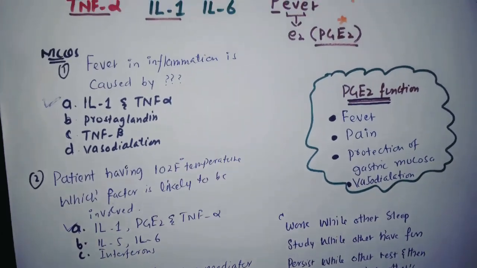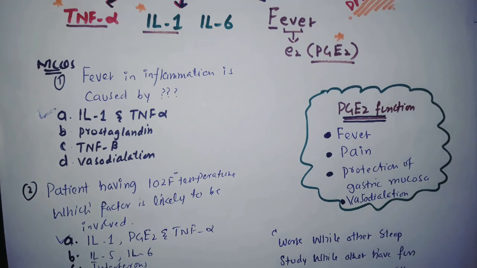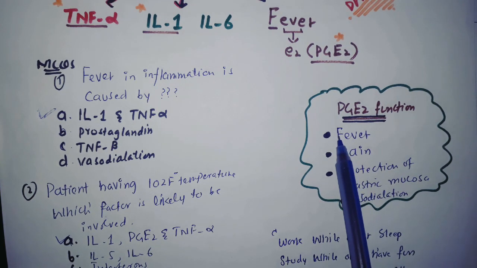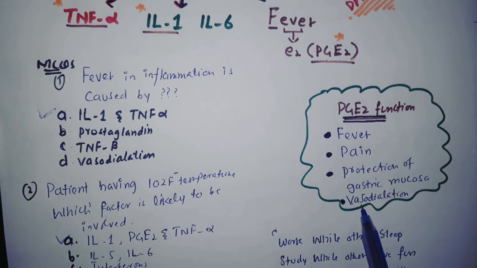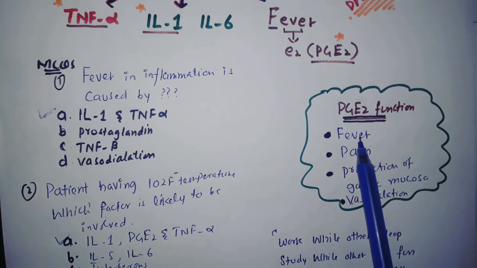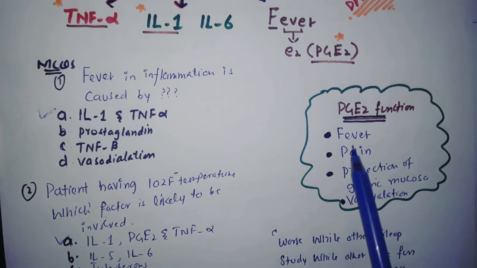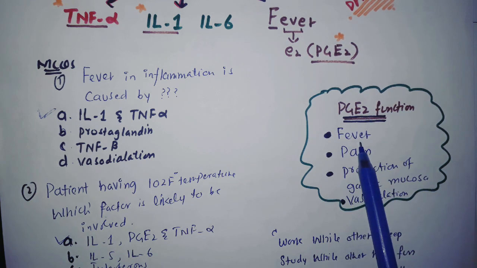Now for prostaglandin E2, you must remember the functions: it mediates fever, it also mediates pain, it also protects the gastric mucosa, and it also leads to vasodilation. All of these are going to come in MCQs. And just for the fever, you will remember there are two E's in this word. So this is how you will remember prostaglandin E2 is mediating fever.